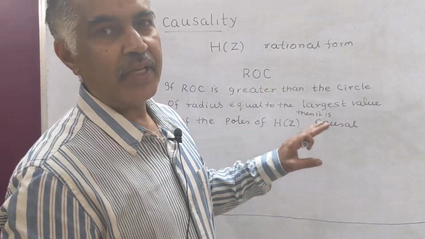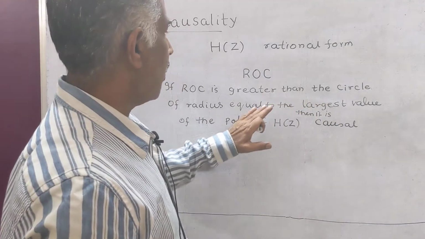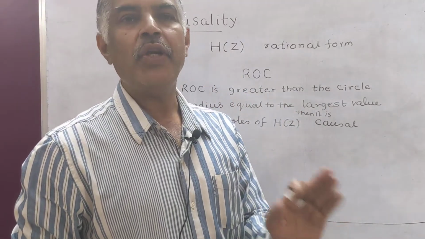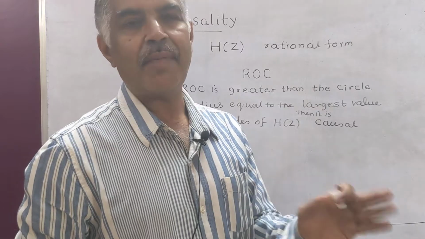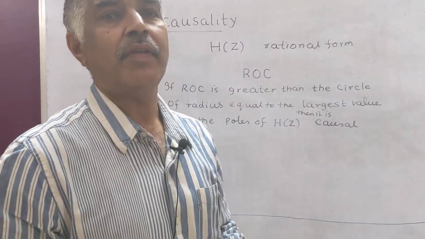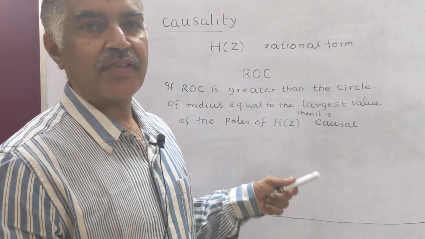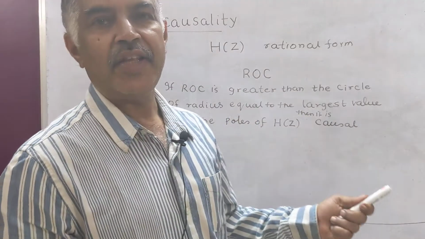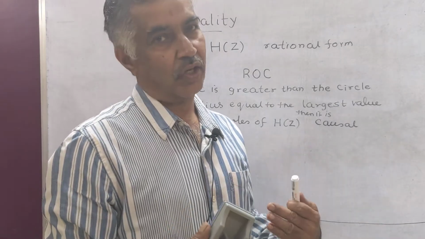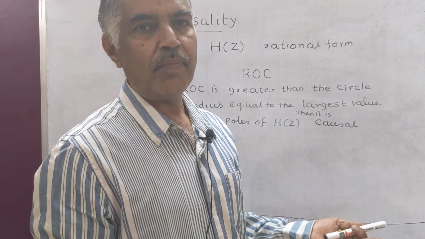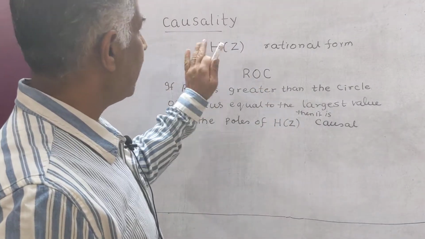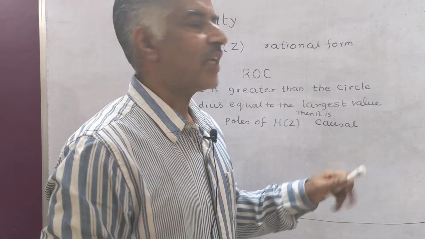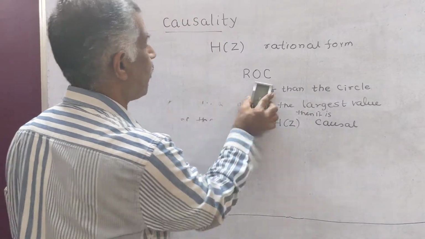So the interpretation will be in terms of the ROC. Given H(z), look into the ROC and examine whether the ROC is greater than the radius of the circle equal to the largest value of the pole; then it is said to be causal. Otherwise non-causal. Anyhow, I will go to work out problems. This is the interpretation: given H(z), how to check the causality property. Now next comes what is known as the stability property.